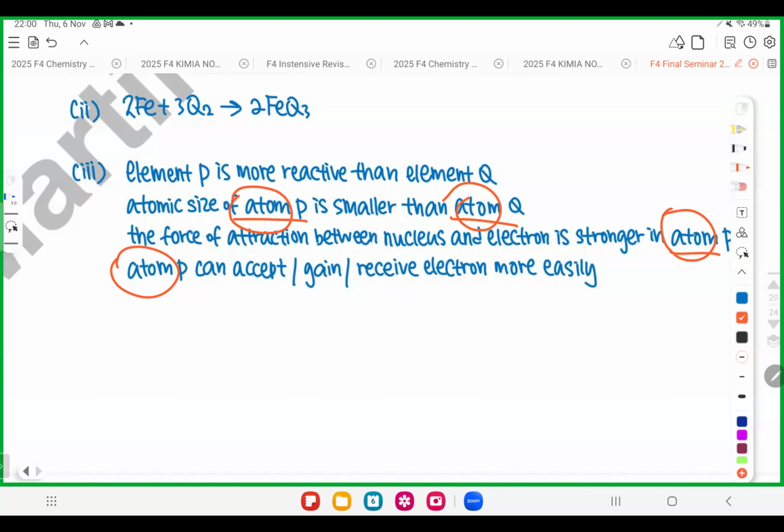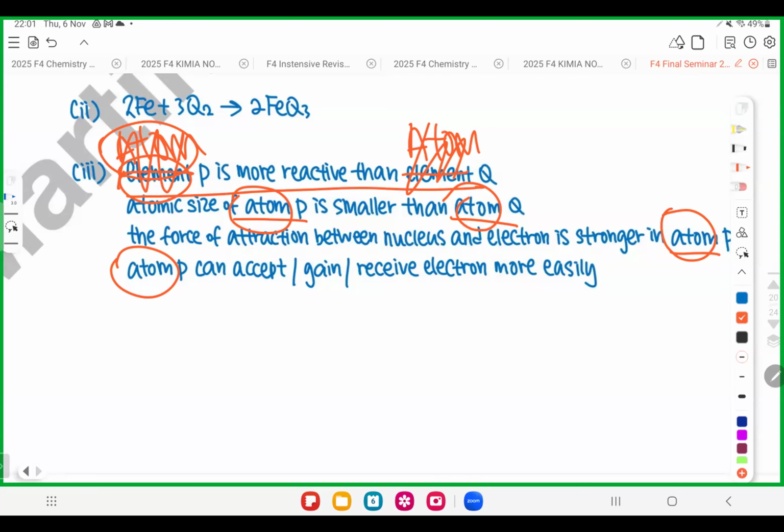Okay, I get a question. Sir, when we do the comparison here, if I write atom P is more reactive than atom Q, is it okay? No problem. When you do comparison, they don't care so much whether you use element or atom. You use element, no problem. You use atom, no problem. You don't use either, also no problem. When you compare, it's okay. The key is when you explain. When you explain, you have to use the word atom. You cannot use the word element when you do the explanation. All right? Simple as that.